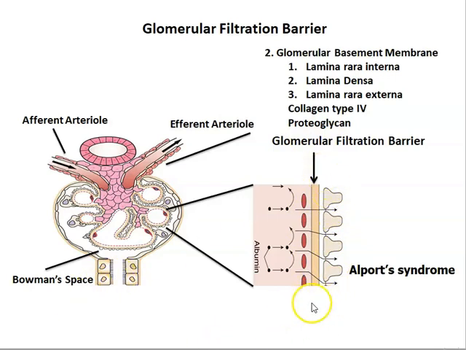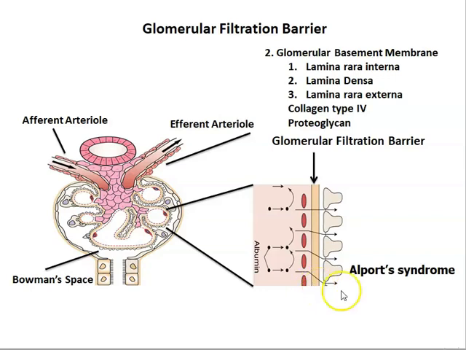There are many diseases affecting the glomerular basement membrane. One of them is Alport syndrome. What is Alport syndrome? Alport syndrome is an X-linked disorder whereby there is malformation of the collagen type 4 within the GBM, the glomerular basement membrane. It is an inherited disorder whereby there is thinning and malformation of the GBM.